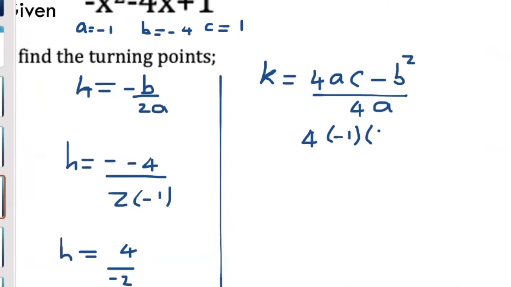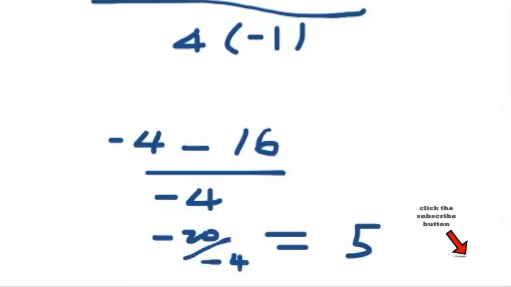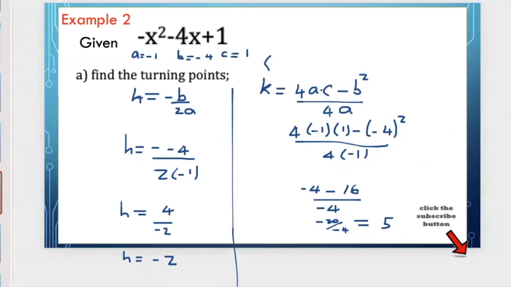So a is minus 1, c is 1, minus b, which is negative 4 all square, all over 4 times a, so it's 4 times minus 1. So 4 times negative 1, that's negative 4 times 1, that's minus 4, minus negative 4 squared, that's 16, over 4 times negative 1, that's negative 4. Minus 4 minus 16, that's negative 20, and dividing this by minus 4, so I have k to be 5. So my turning point, h is negative 2, and k is 5.